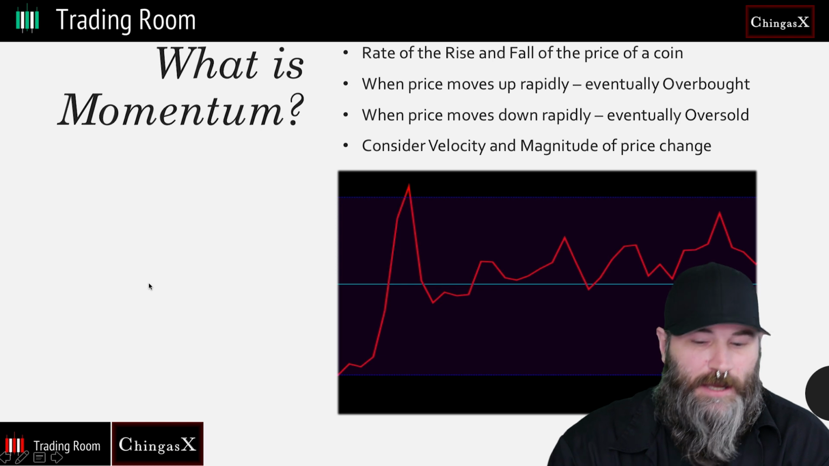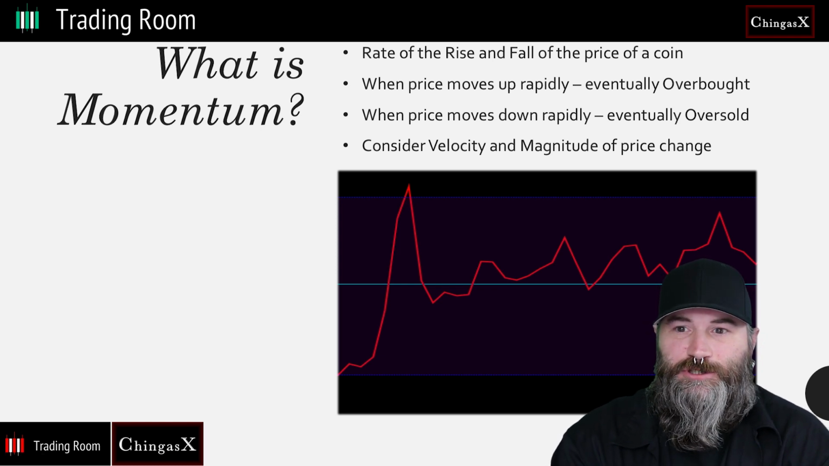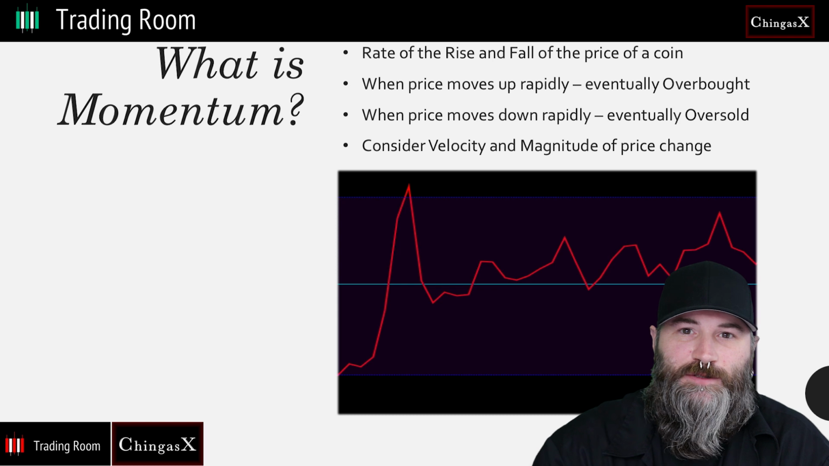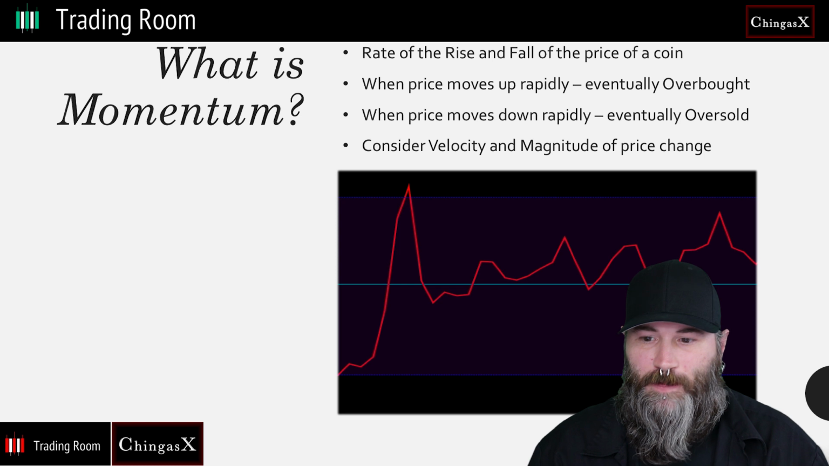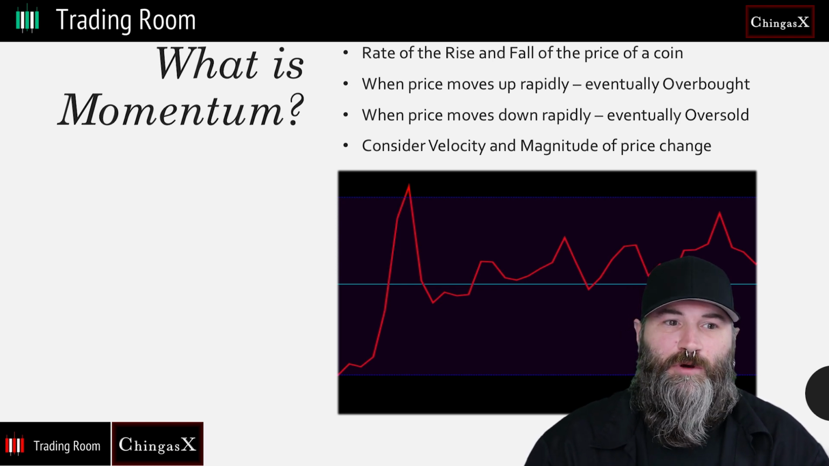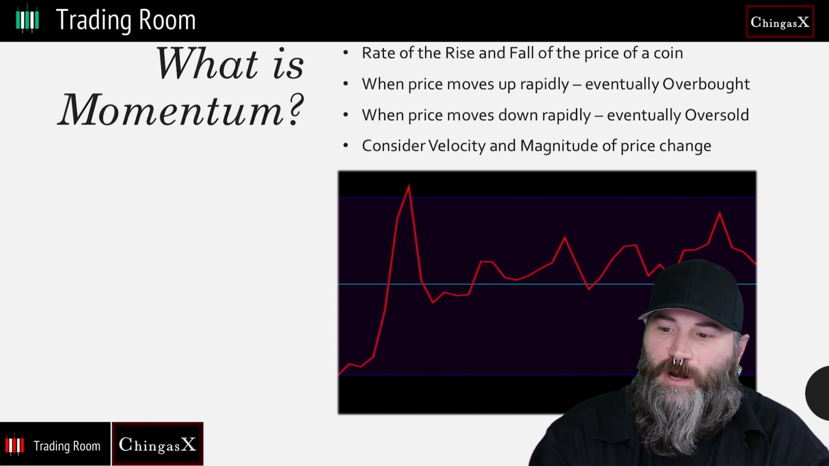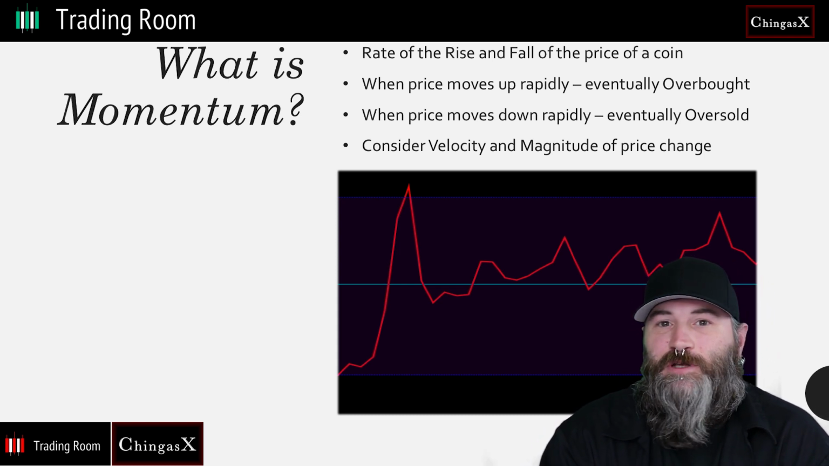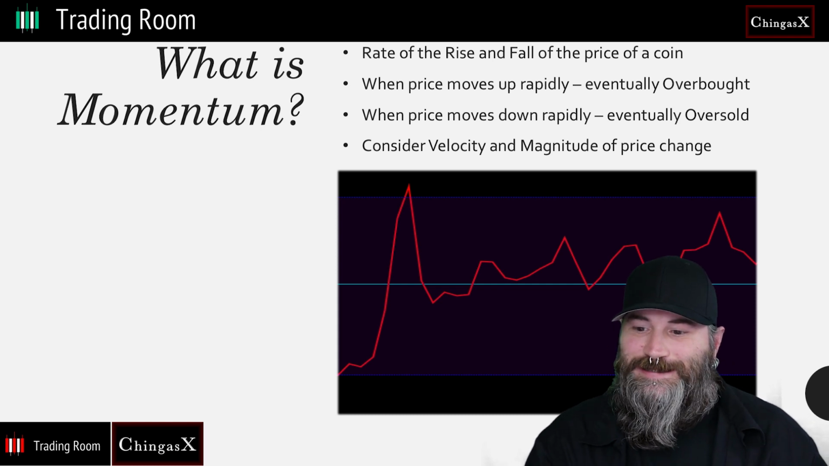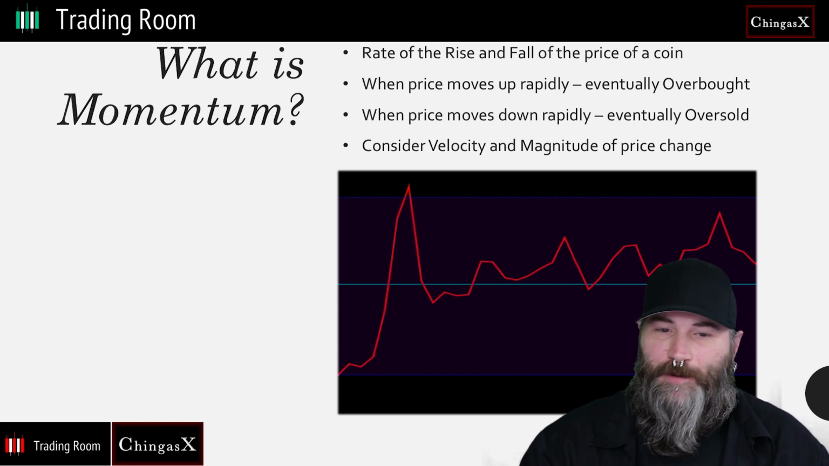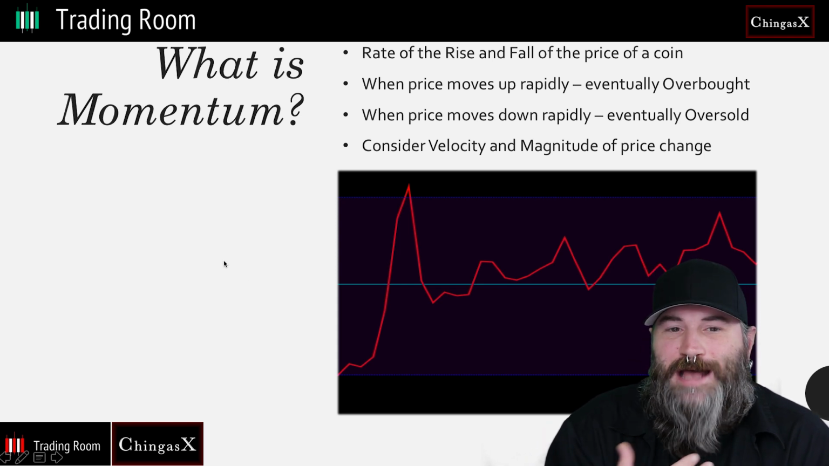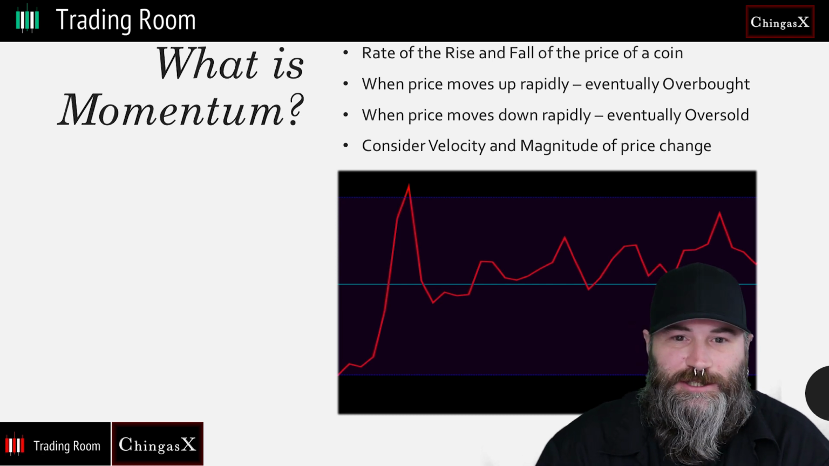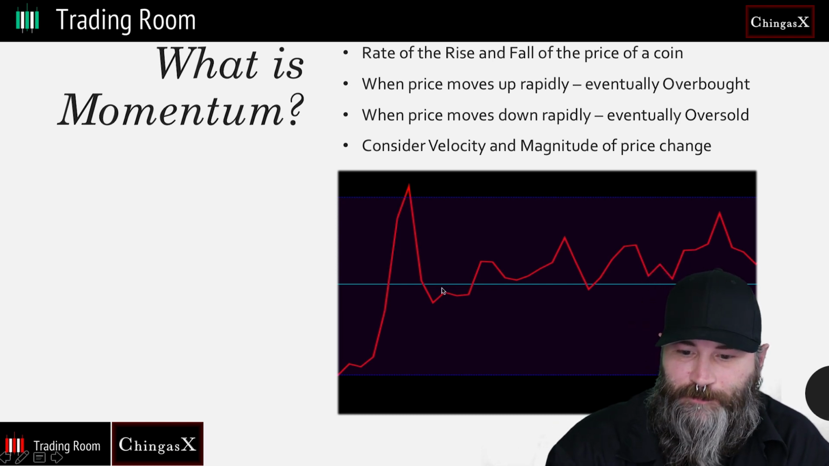So what's momentum? In order to understand RSI, you should have a grasp on what momentum is. It's the rate, the rise and fall of the price of a coin. So when a price moves up rapidly, it will eventually be overbought. And when a price moves down rapidly, it will eventually be oversold. So you want to consider velocity and magnitude of price change: how quickly it changes, which would be the velocity, and the magnitude, the strength with which it changes, the amount it actually changes.